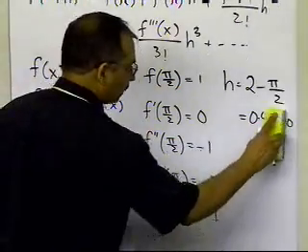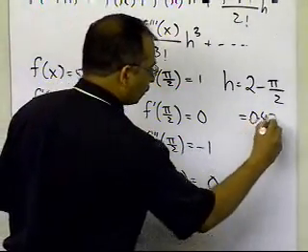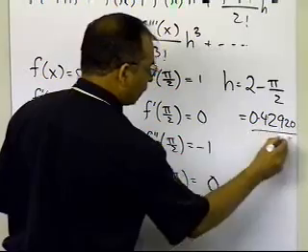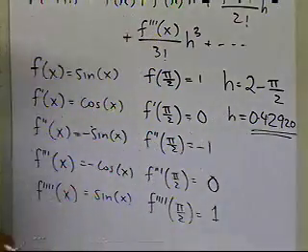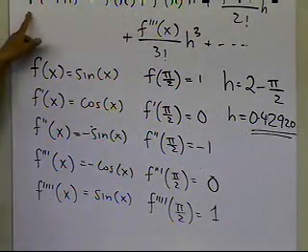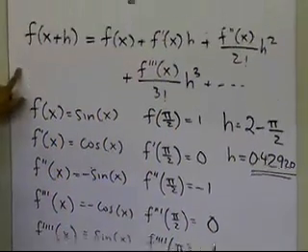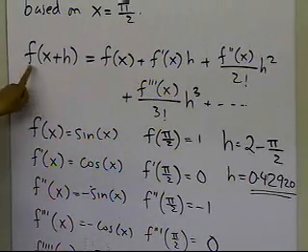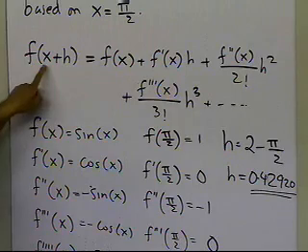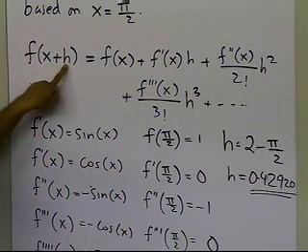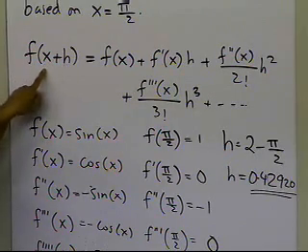Sorry, 0.42920. So that's the value of h which I'm getting. So if you look at this particular formula here, which is the general formula for the Taylor series, I'm going to calculate the value of the function at 2, where x is pi by 2 and h is 0.42920. That will give me 2.